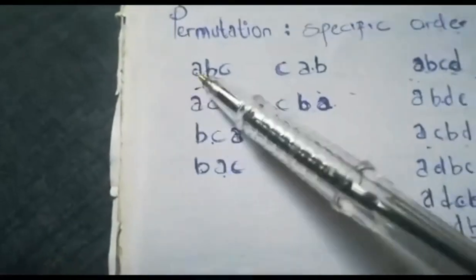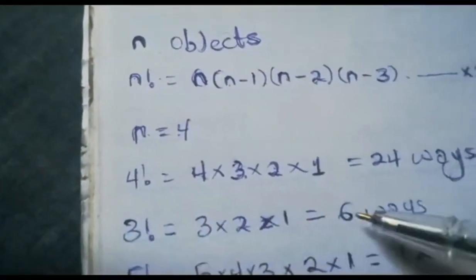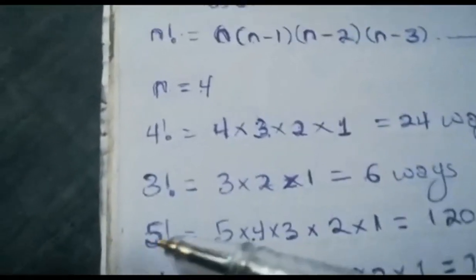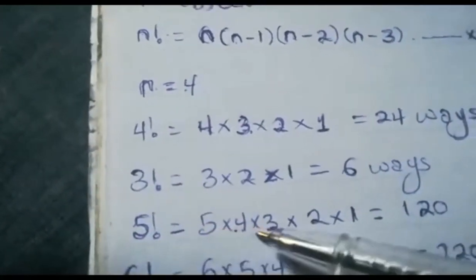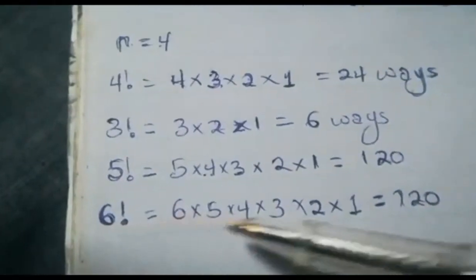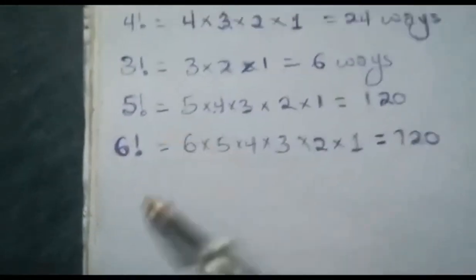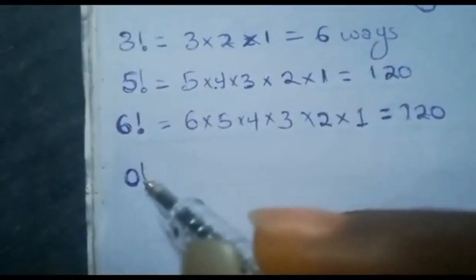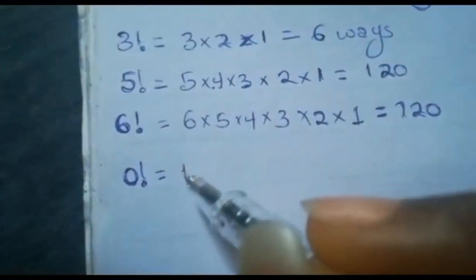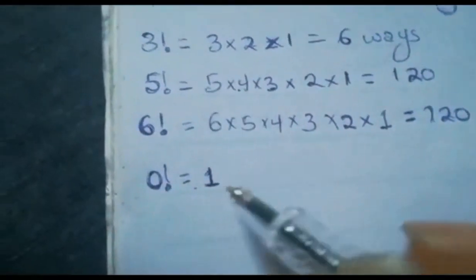Now for this ABC, 1, 2, 3, that's 3 factorial, which is 3 times 2 times 1. That's 6 ways. 5 factorial is 5 times 4 times 3 times 2 times 1, which is 120. 6 factorial, you get 720. A special thing to take note of is that 0 factorial gives you 1.